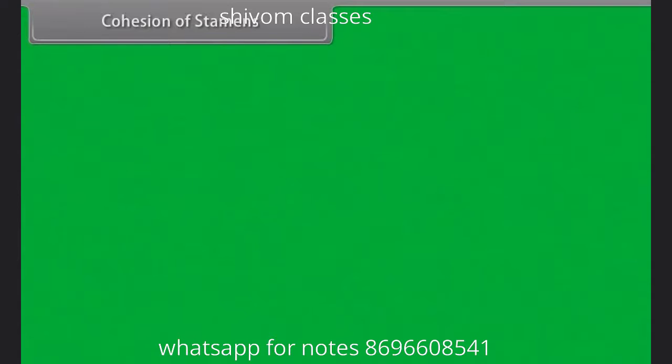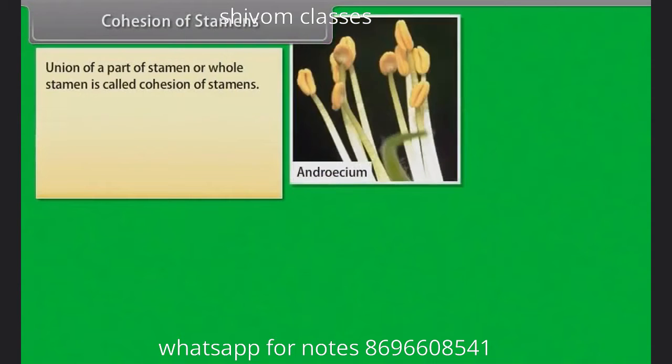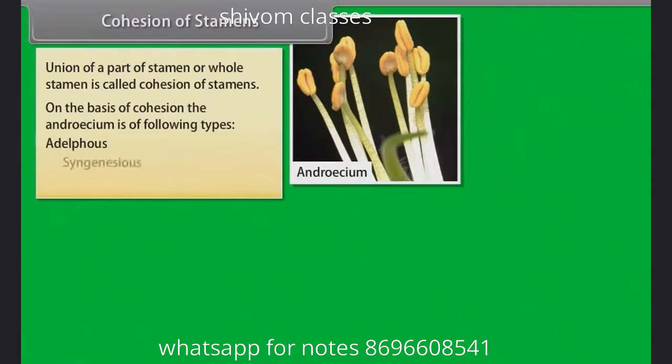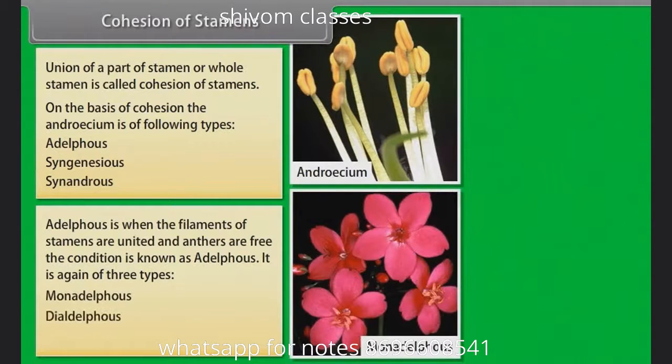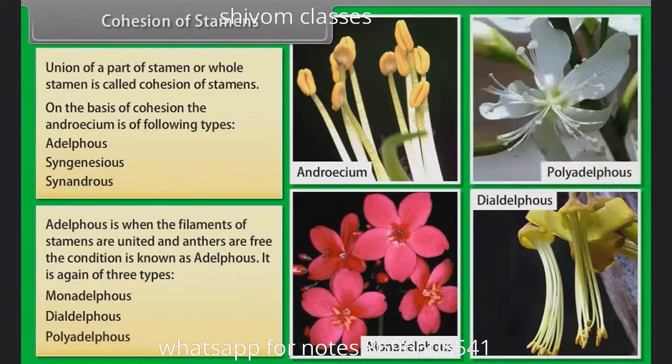Cohesion of stamens. Union of a part of a stamen or the whole stamen is called cohesion of stamens. On the basis of cohesion, the androecium is of the following types: adelphous, syngenesious, and synandrous. Adelphous is when the filaments of stamens are united and the anthers are free. It is again of three types: monadelphous, didelphous, and polyadelphous.